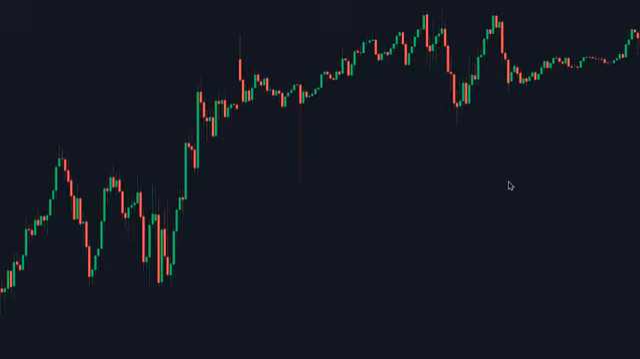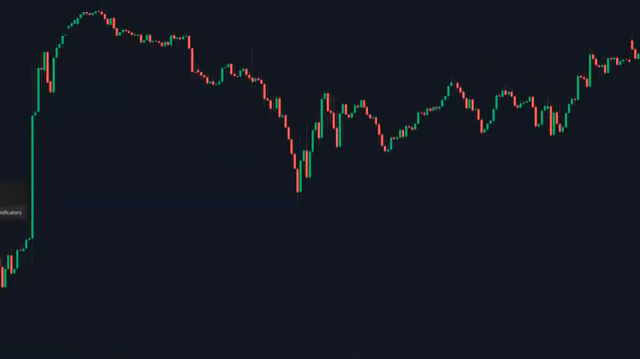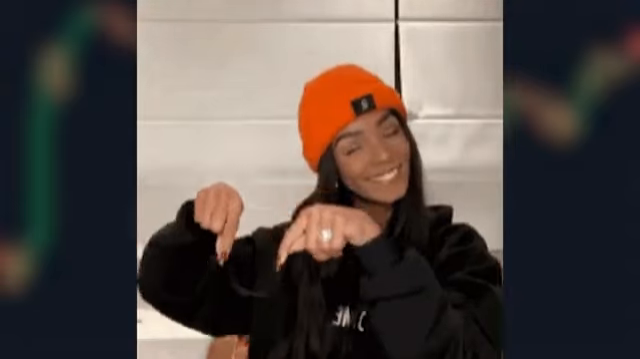Now, to get started with this indicator, you first of all want to head over to TradingView. That's the charting platform I'm using here. If you're not signed up yet, no worries. There's a link down in the video description you can use.